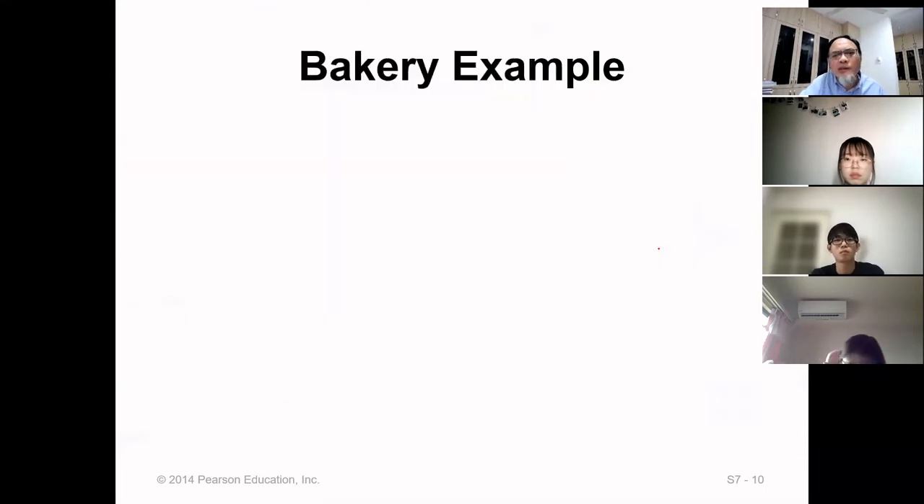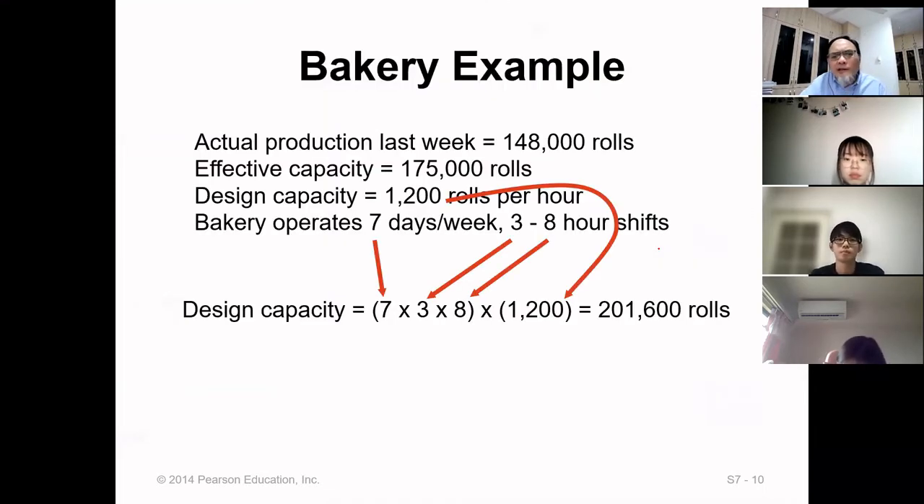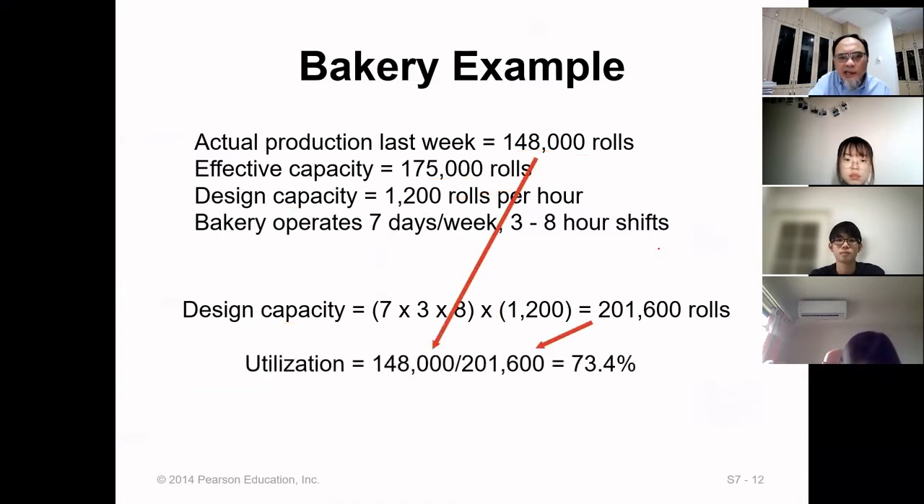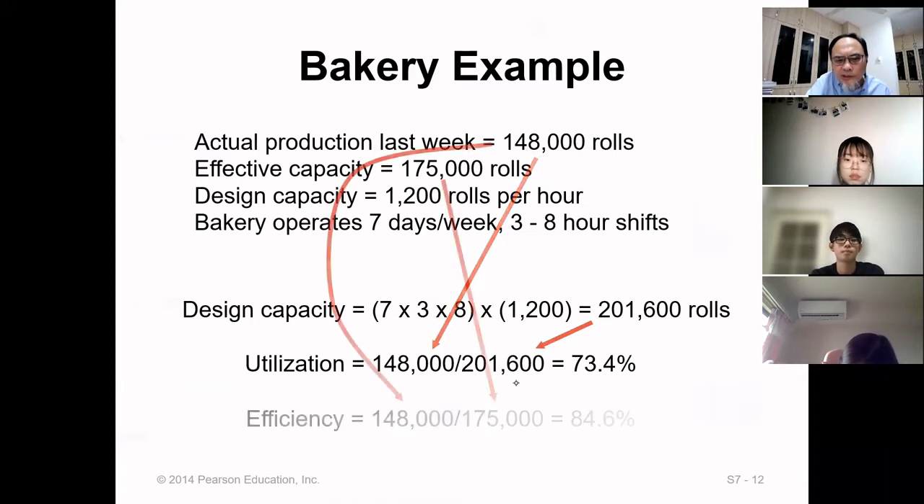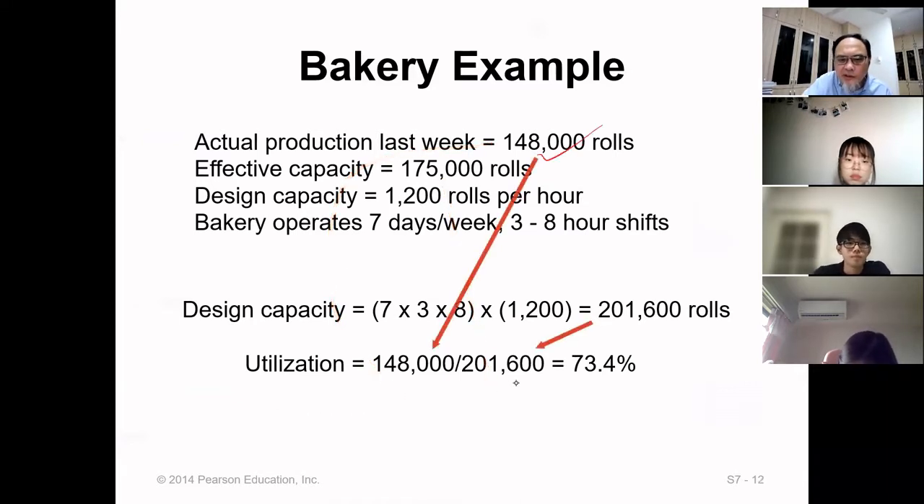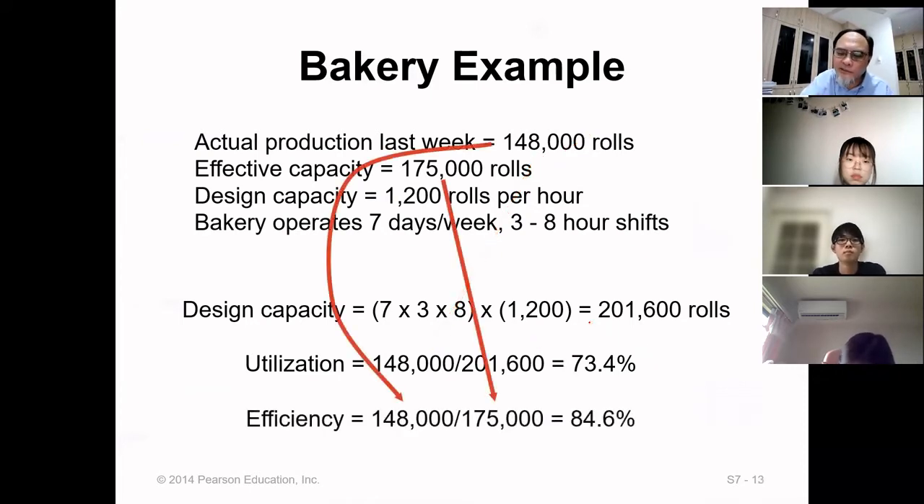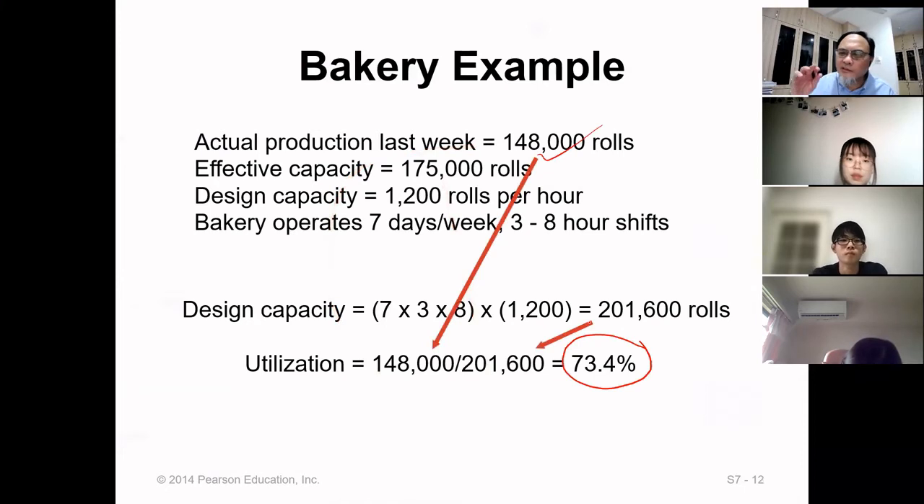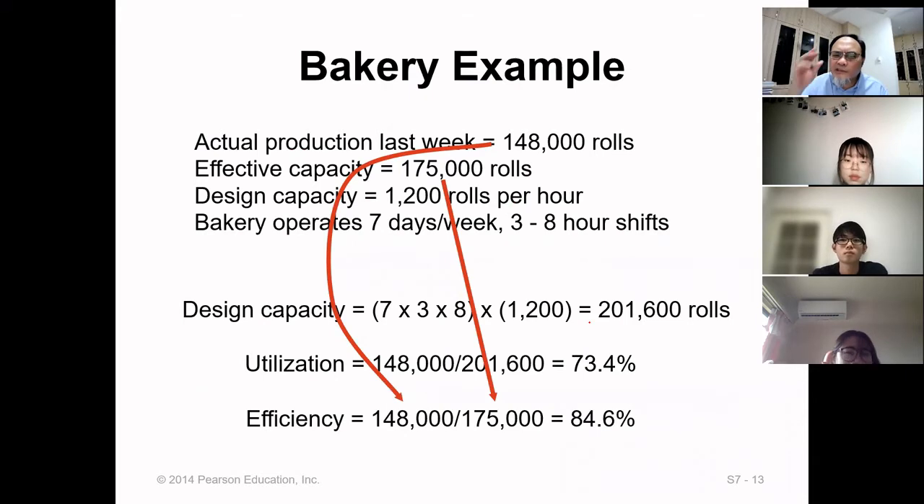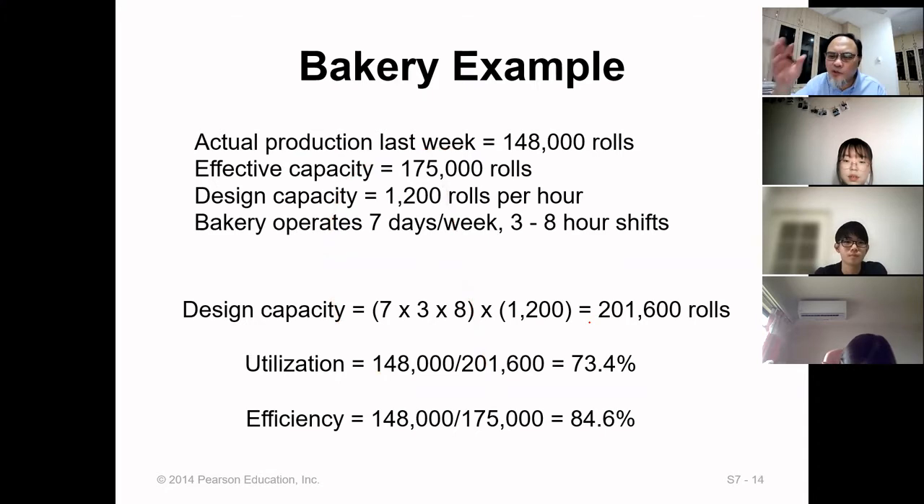So from here we can calculate utilization to be 148,000 divided by 201,000, which is actually, hang on, 73%. So what does 73% mean? It means it is only 73% utilized. It is only 73% utilized. That leaves 27%, 26.6% unused.